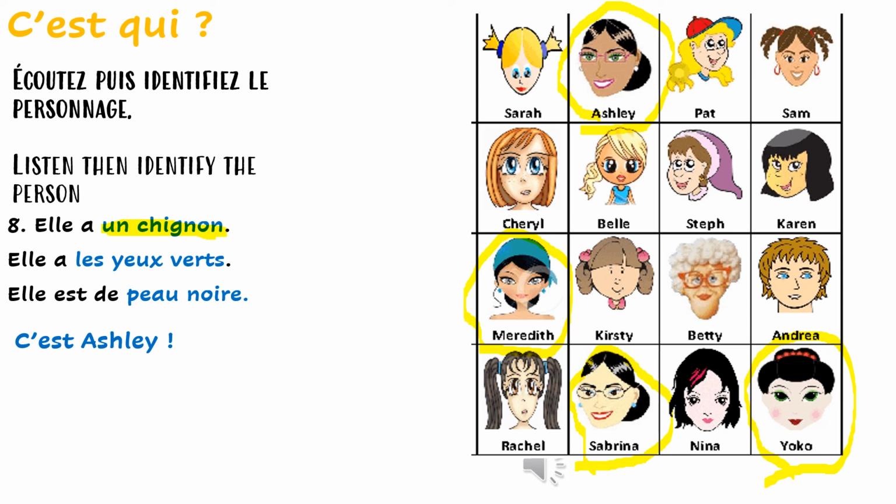So it says, elle a les yeux verts. What does that mean? She has green eyes. I don't know what color Meredith's eyes are. I can't really see them. There's something blocking her face. We're gonna take her out. Sabrina's eyes look brown. Take those out too. So that leaves us with Yoko and Ashley, right? So Yoko has green eyes and Ashley has green eyes. But qui a de peau noire? Who is black skinned? It isn't Yoko. It's Ashley. Alright, so elle a de peau noire, elle a les yeux verts et elle a un chignon.